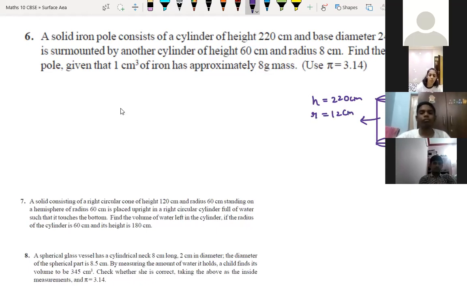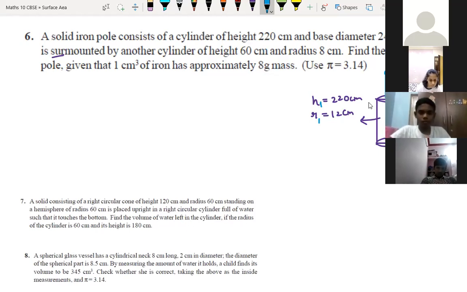After that, which is surmounted by another cylinder. Surmounted. Sur means above it. Surmounted by another cylinder, whose height is 60 centimeter. Now you draw one more cylinder, which is 60 centimeter in height. See, this one is another cylinder, which is surmounted. So here you write H1, R1. Here you write H2, R2. So H2 is 60 centimeter and R2 is 8 centimeter.